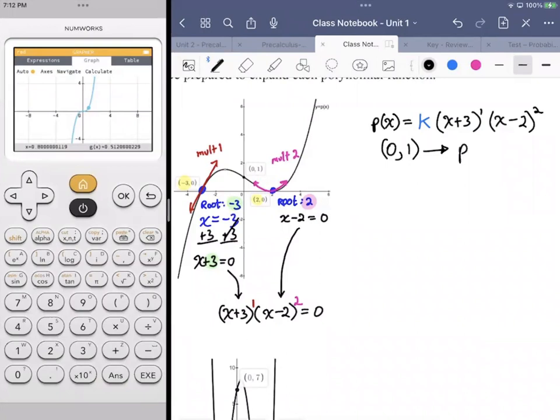p of 0 must be equal to 1. And remember, I'm using p in place of f. The polynomial function, still a function, we still treat it the same way. And you could also look at it this way by saying that this is the x value and this is the p of x value. Becoming more familiar, more comfortable with the notation, it really goes a long way.